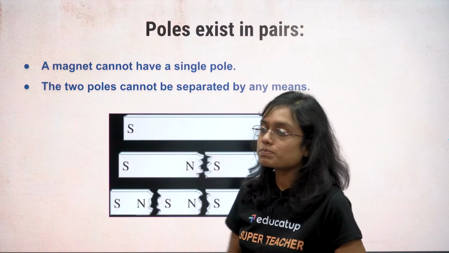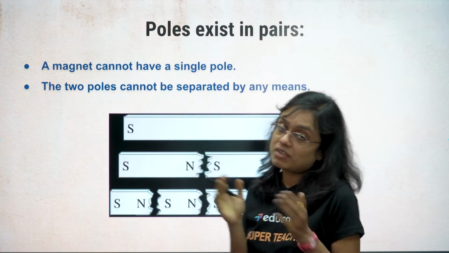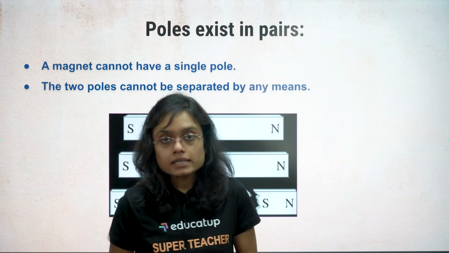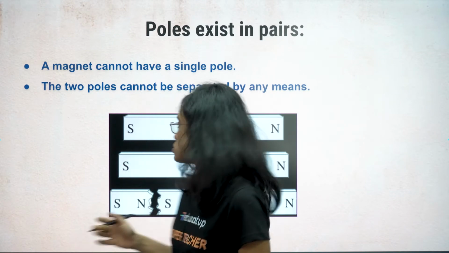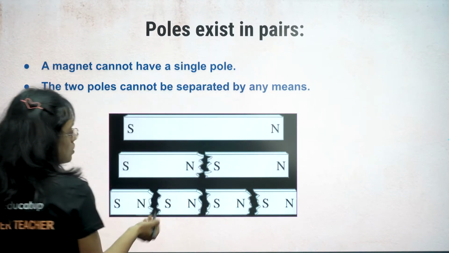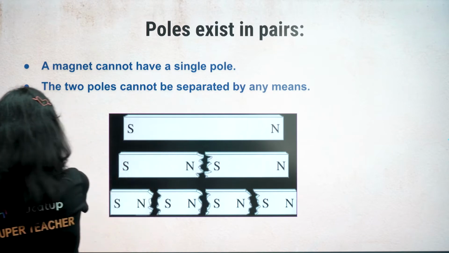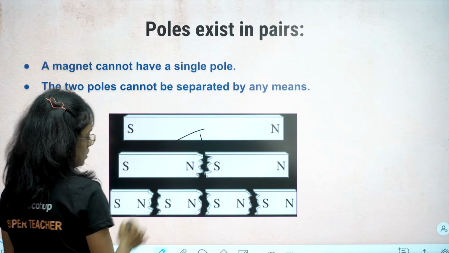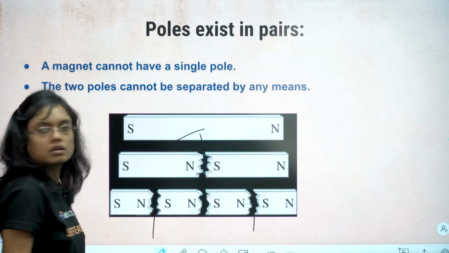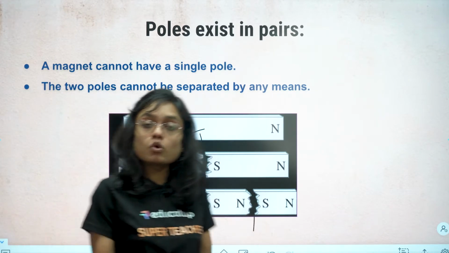Okay. The next is poles exist in pairs. Very true. You cut a magnet into as many pieces as you want. Suppose, as given in the picture, you have this bar magnet. You have cut it into 1, then 2, then 3. You can cut it into even more pieces.